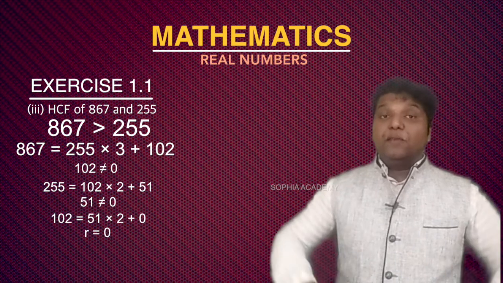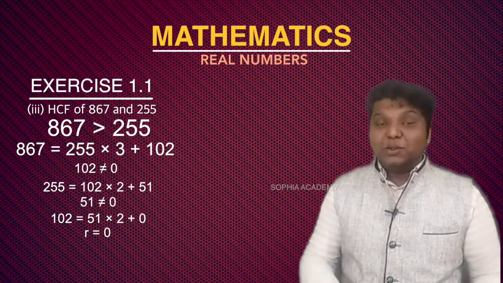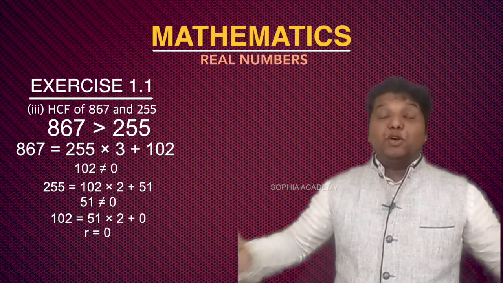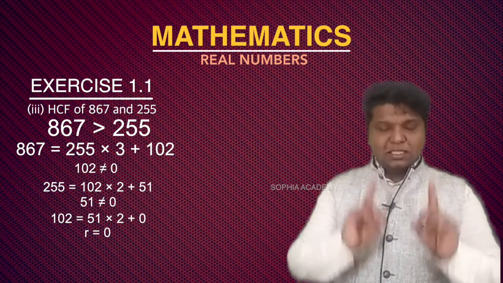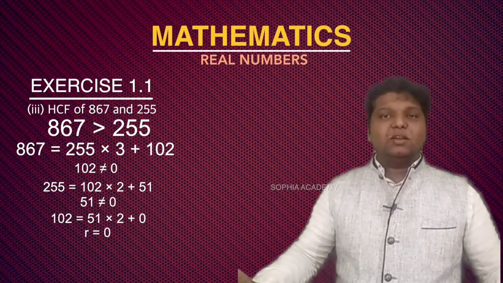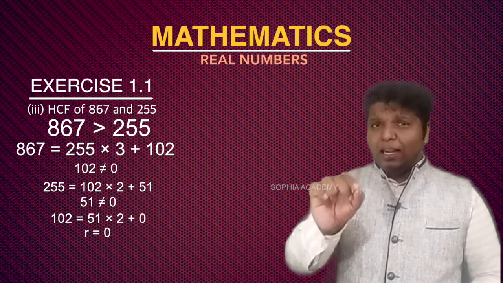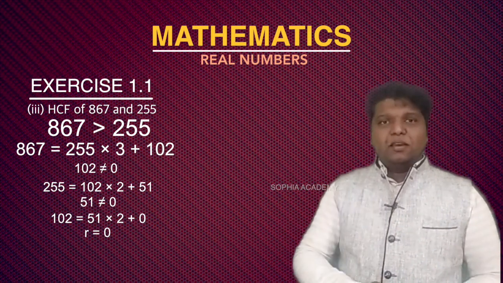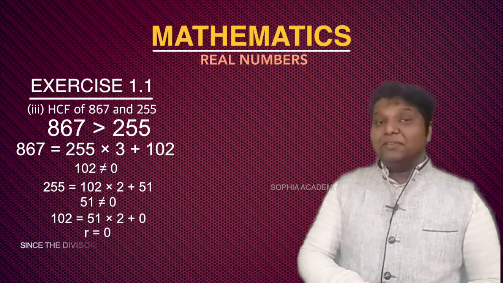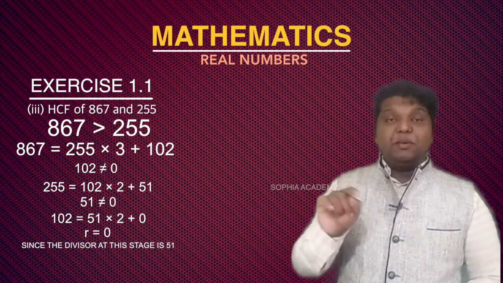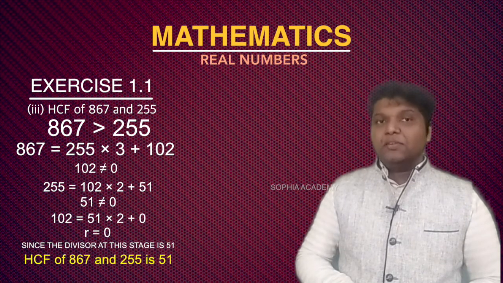When you get the remainder as 0, what should you think? Your steps are over. No more further algorithm. Pens down. It's over. Now you are very near to your answer. The only thing is you have to choose which is the HCF. Now here, which is the HCF? 51. This 51 will be the HCF of these two numbers.